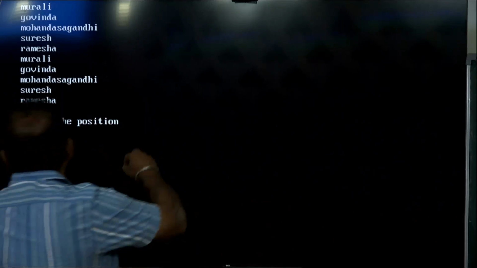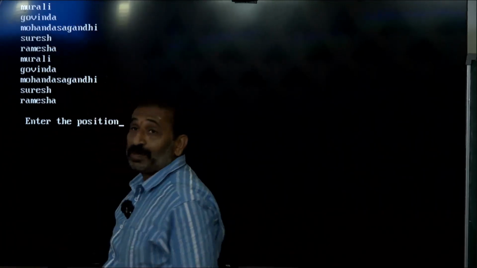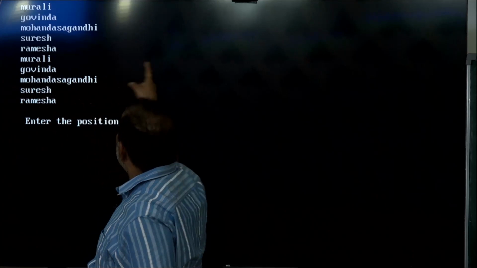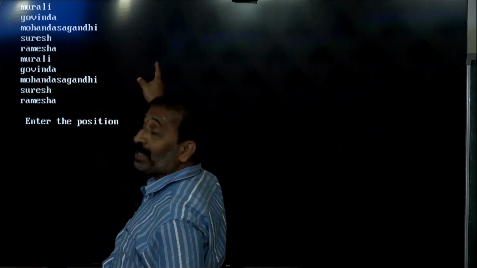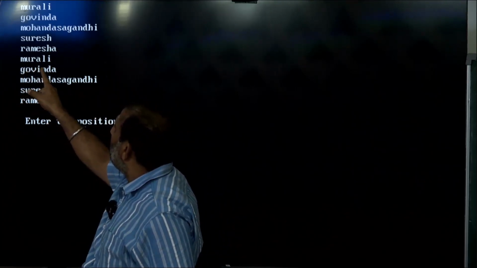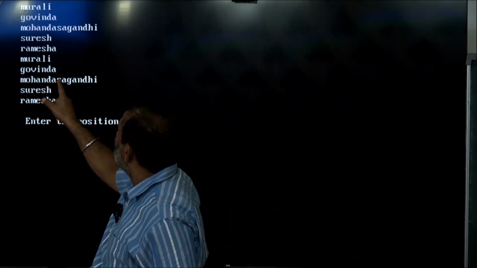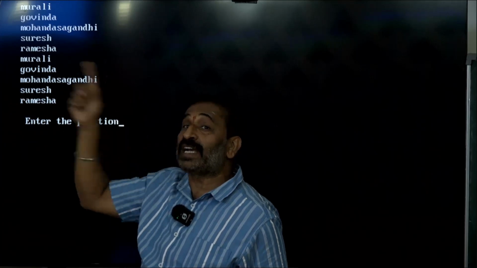Suresha I am giving. Ramesha. See here, I have given 1, 2, 3, 4, 5. These 5 names are displayed. How are they displayed? Now if I consider 5 rows and 20 columns, 0, 1, 2, 3, 4, 5, it stopped, remaining are empty. Similarly, 0, 1, 2, 3, 4, 5, 6, remaining are empty. 0, 1, 2, 3, 4, 5, 6, 7, 8, 9, 10, 11, 12, 13, 14. Mohandas Gandhi is taking 13 characters.